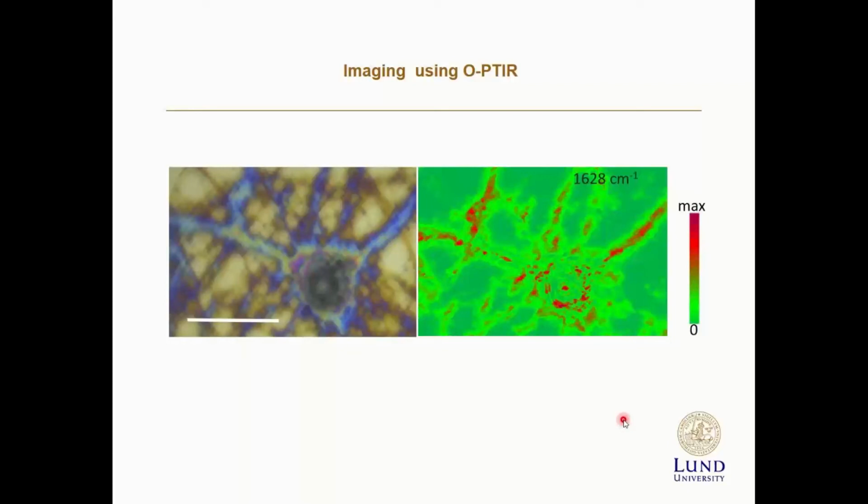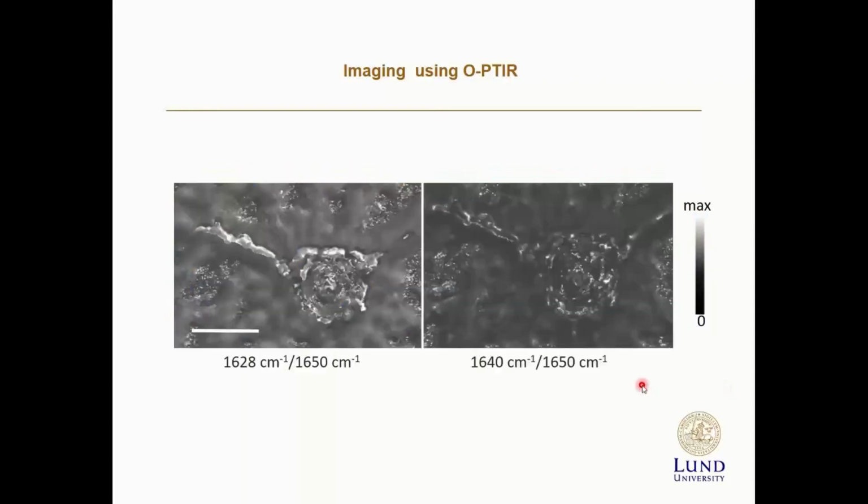This band is known for the lipid oxidation that is linked to Alzheimer's disease. After that, when all maps were recorded, we analyzed the sample, and for example, taking the ratio, we looked at where amyloid-beta structures are located and also where oxidized lipids are located.